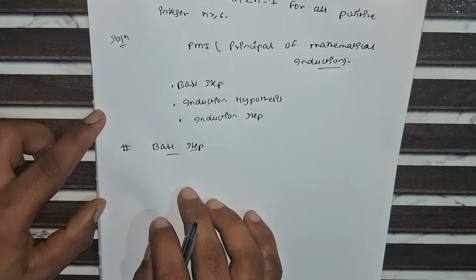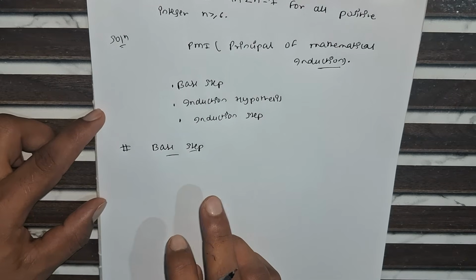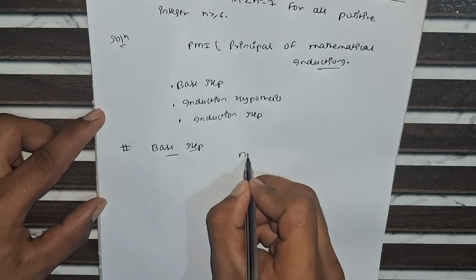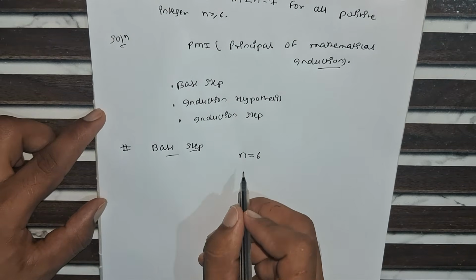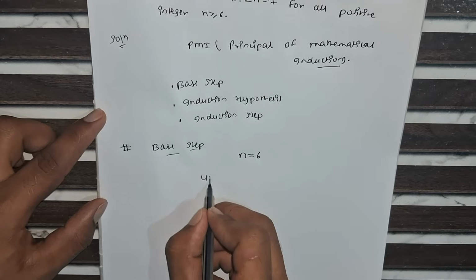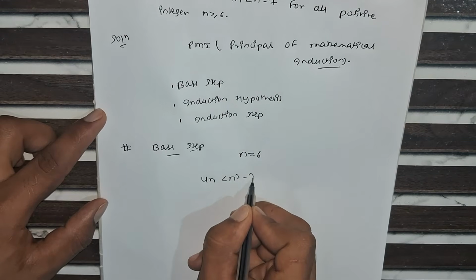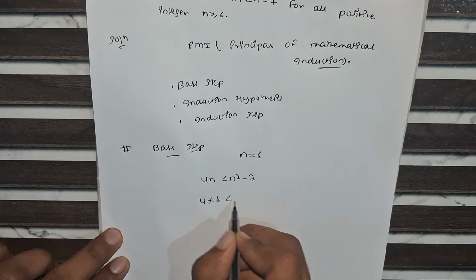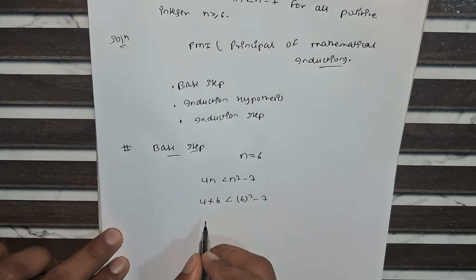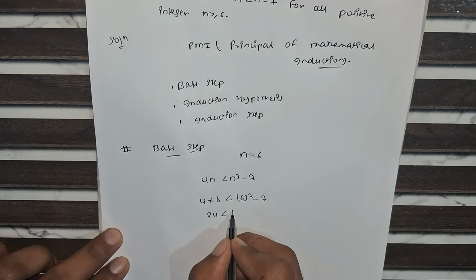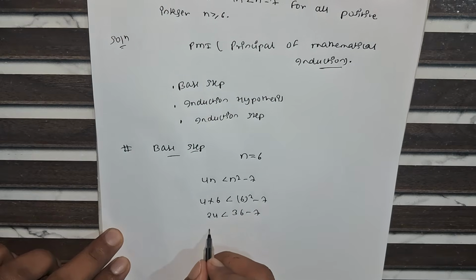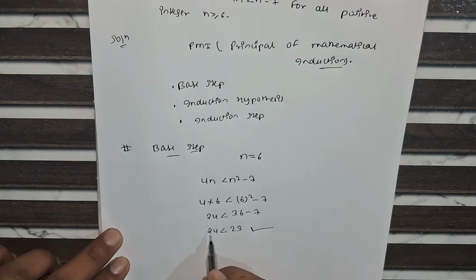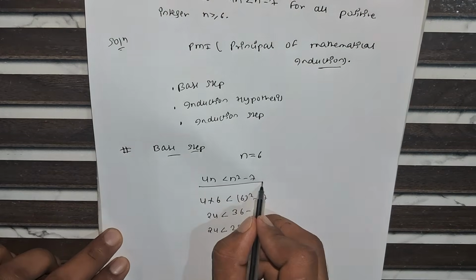What we are doing in the base step is checking whether the statement is true for n equals to 6. Here we are given n greater than or equal to 6, so we can consider n equals to 6 also. We have to put the value of n in this main equation. So 4n is less than n square minus 7. Now put the value of n: 4 into 6 is less than 6 square minus 7. So 24 is less than 36 minus 7, so 24 is less than 29. Our base statement is true here because 24 is less than 29.